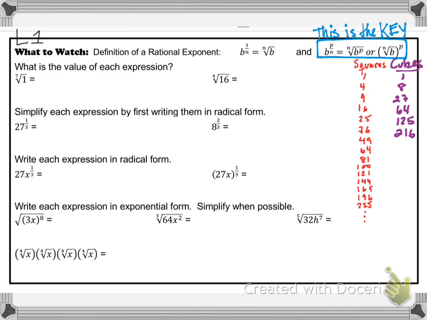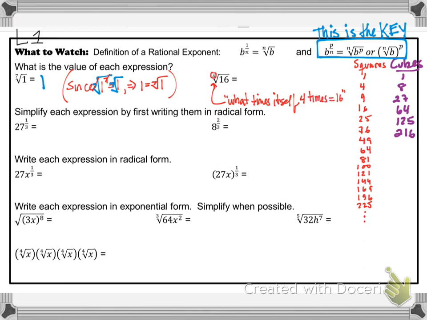So let's do a few examples here. 7th root of 1. So what that's really asking is what times itself 7 times would give you 1. Right? So since 1 to the 7th is 1, if we take the 7th root of each, that gives us this result. So this is saying what times itself 4 times, because of that index, equals 16. Well, 2 times itself 4 times will give you 16. Therefore, since 2 to the 4th is 16, the 4th root of 16 is 2.